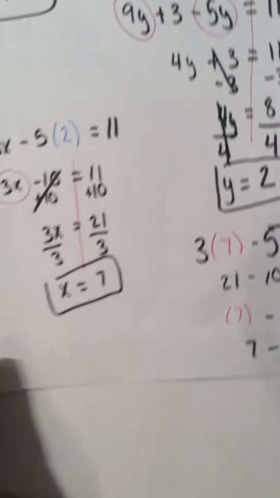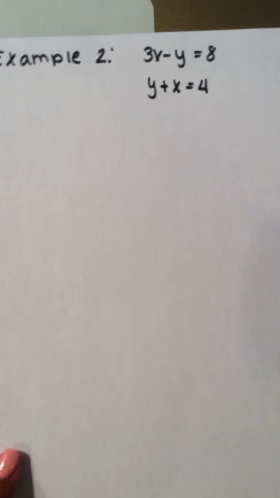And they do take a full sheet. As you can see, it took a full sheet of paper. Example 2. So we have 3x. Sorry, guys, that's an x. I know it's weird to see. 3x minus y equals 8. And then I have x plus y equals 4. So my first step is to solve for x or y.